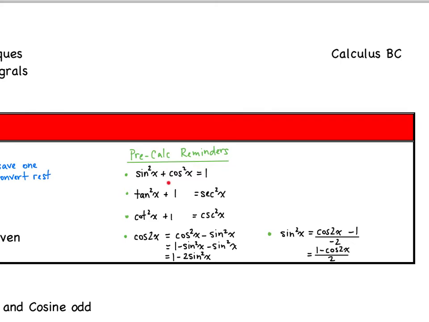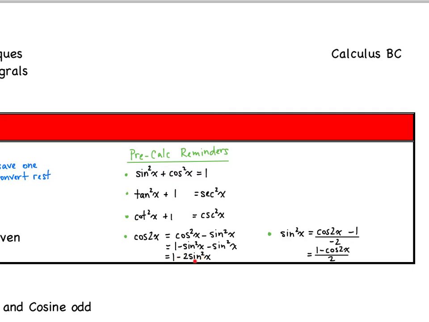The most common one: sine squared plus cosine squared is 1. Tangent squared plus 1 equals secant squared, or you can now solve for tangent squared by subtracting 1. Cotangent squared plus 1 is cosecant squared. Cosine of 2x, we could rewrite as cosine squared minus sine squared. We could then convert cosine squared to 1 minus sine squared using that first identity and gathering everything.